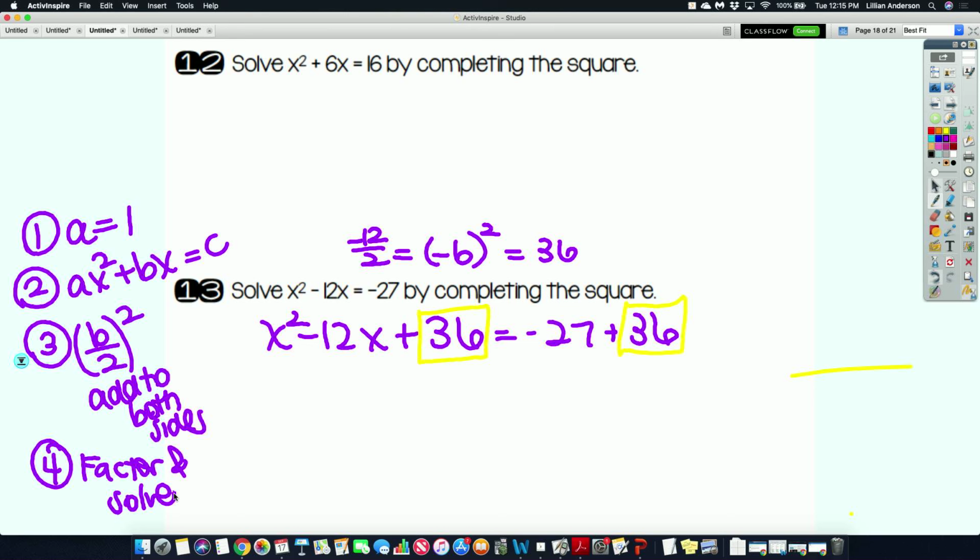When you take half of B and you square and add to both sides, on the left side you create what's known as a perfect square trinomial, which means it can be written in this form. Okay? Just one binomial that's being multiplied by itself. And if you ask yourself, what two numbers multiply to give you 36 that add together to give you negative 12? Two negative 6's. So you basically have x minus 6 times x minus 6, which is the same thing as x minus 6 squared. It always turns into a perfect square trinomial. Then on the other side, what's negative 27 plus 36? 9.